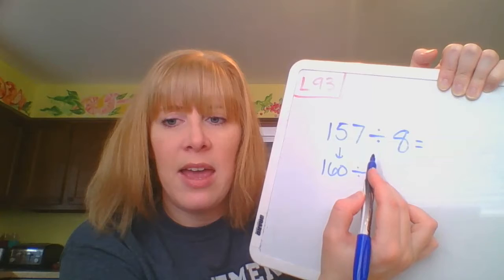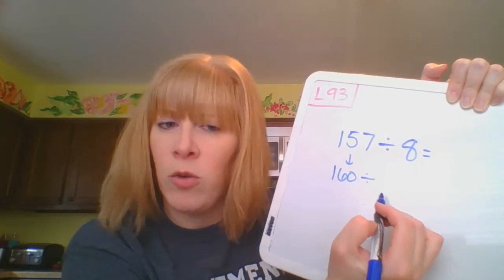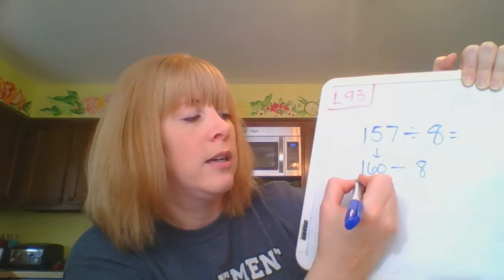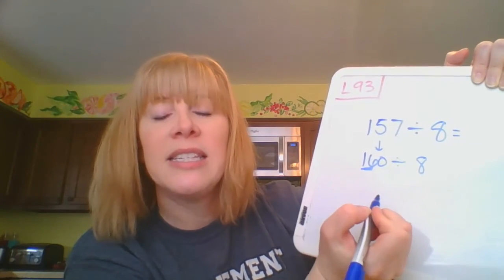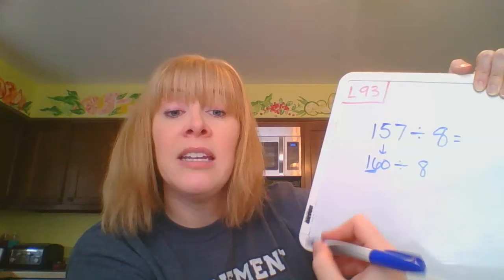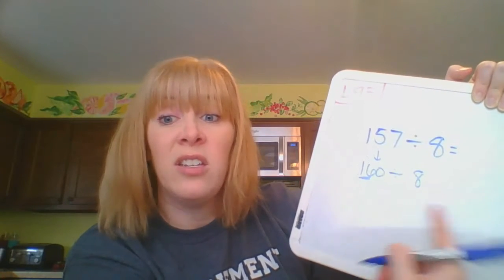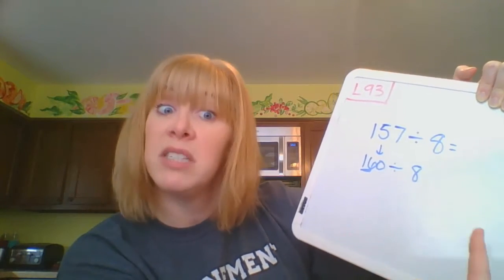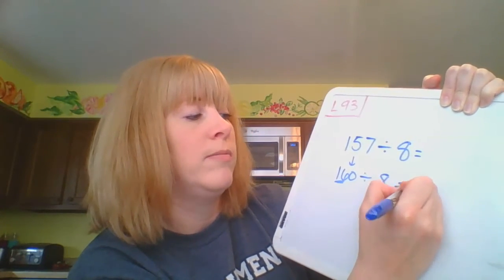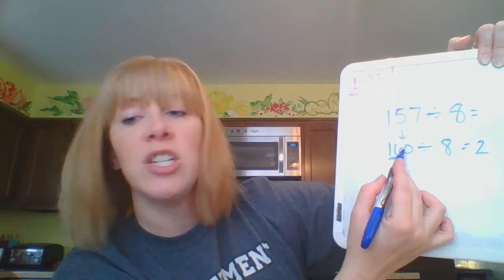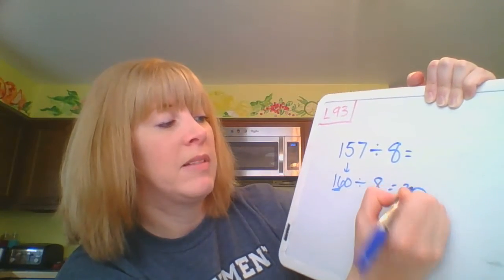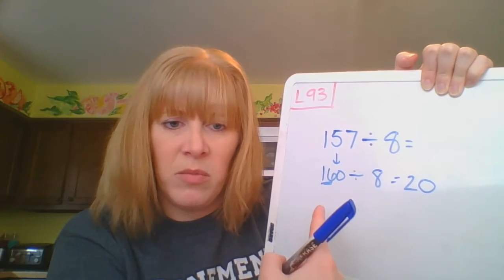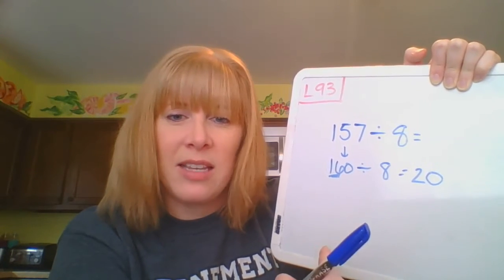If I rounded this to 160, I might look at my divisor 8 and say, you know what? I don't think I need to change that because what do I see here? I see 16. 16 is a multiple of 8. So I could do this with mental math. I could say, what's 16 divided by 8? 16 divided by 8 is 2. And then just add my 0 on the end. Easier way to do it without having to round both numbers. I still got the same estimate.